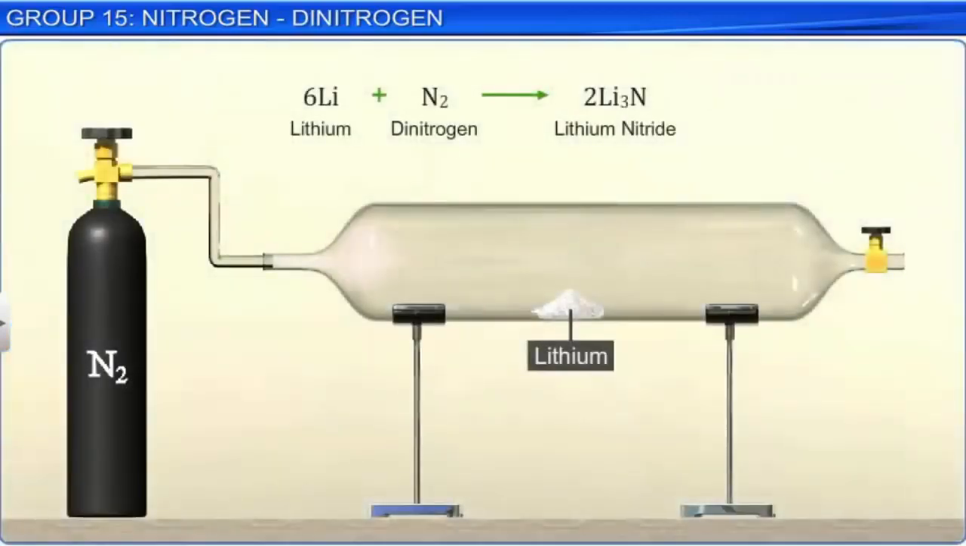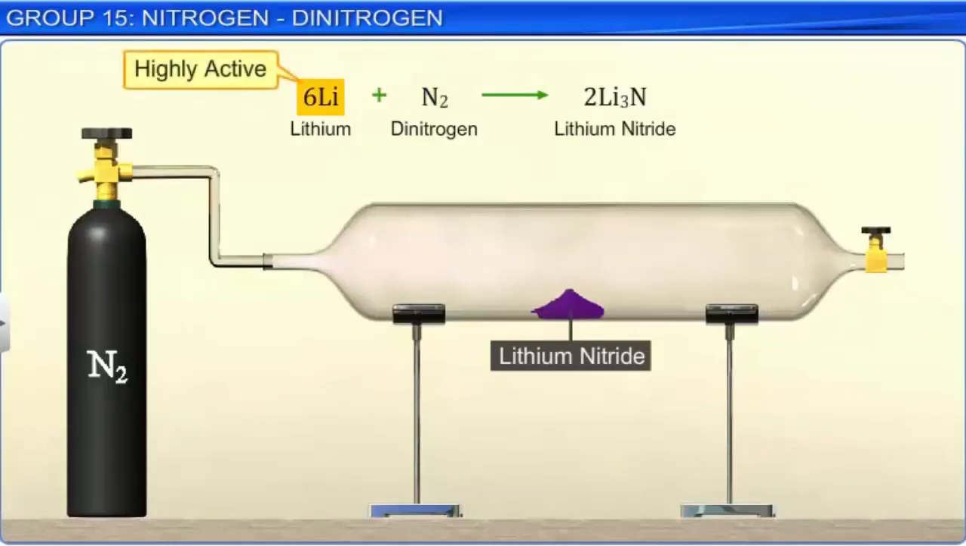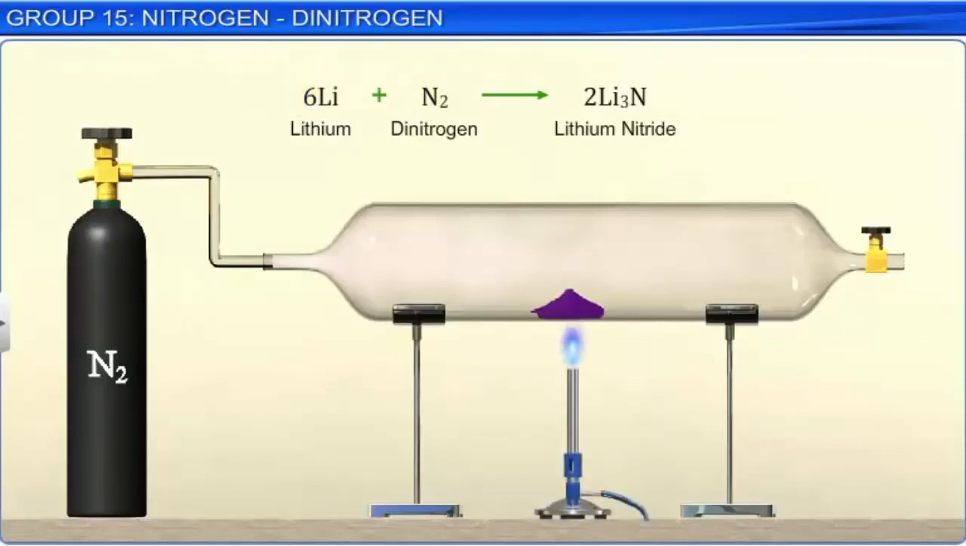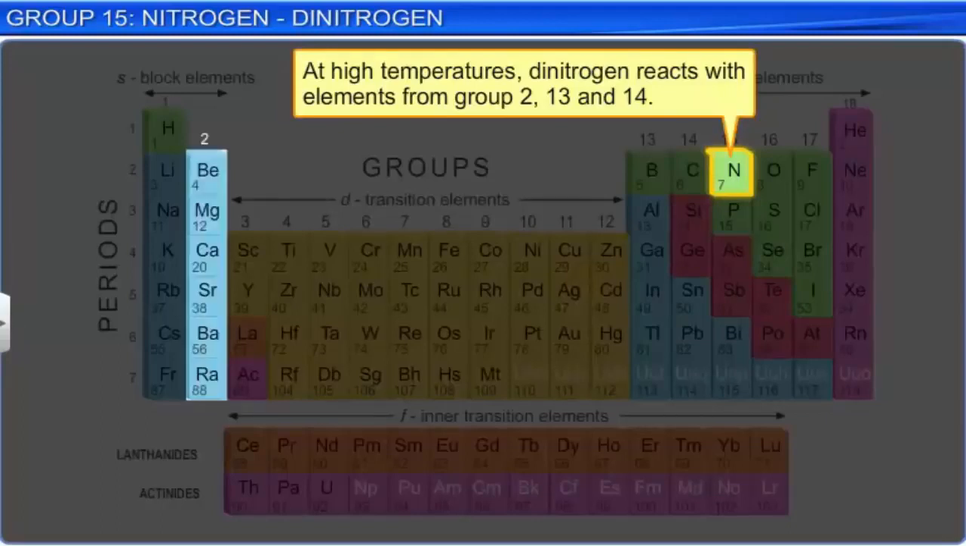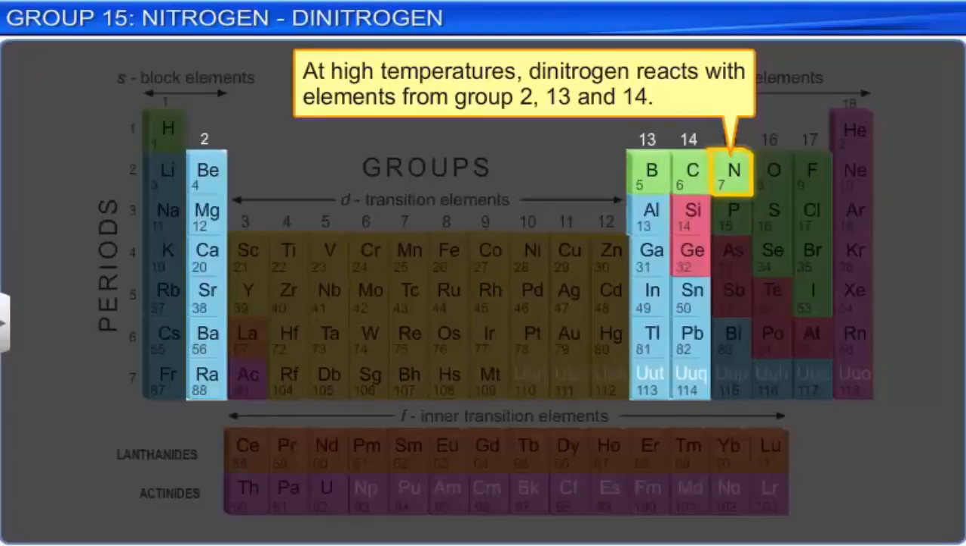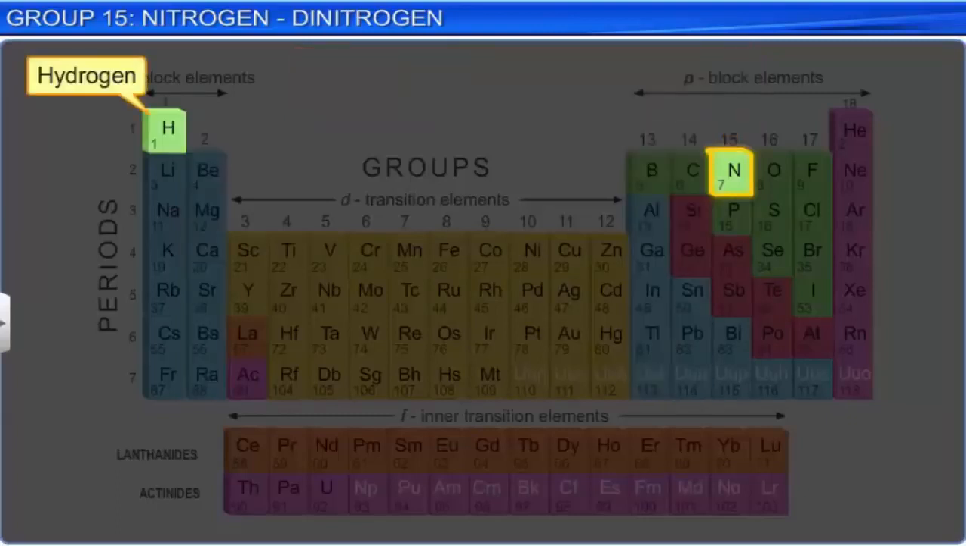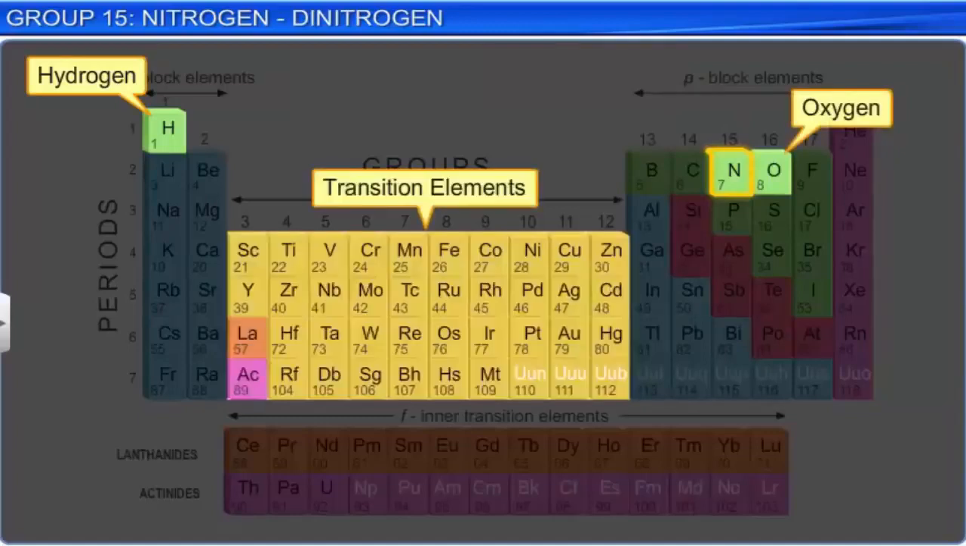with the exception that it reacts with finely divided lithium to form lithium nitride. The reactivity of dinitrogen with lithium at room temperature is attributed to the highly active lithium. However, the reactivity of dinitrogen increases at higher temperatures. At high temperatures, dinitrogen reacts with elements from group 2, 13 and 14. It also reacts with hydrogen, oxygen and certain transition elements.